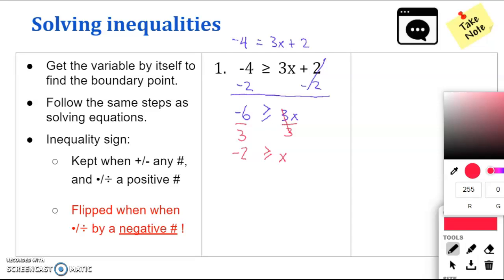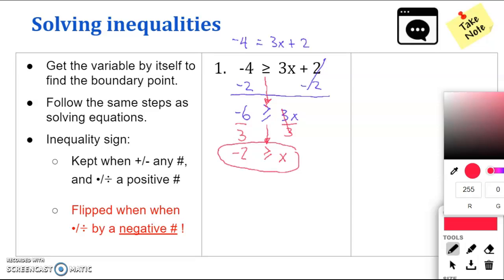Okay, so far I just subtracted a number. Remember, the inequality symbol stays when you do that. And when you divide by a positive number, the inequality symbol is preserved. It does not flip. The only time it flips is when I multiply or divide by a negative number. So my solution is x is less than or equal to -2.